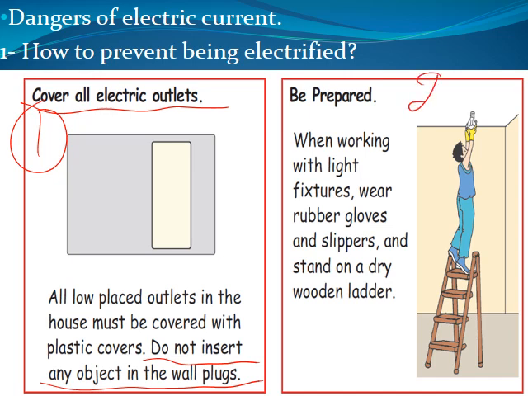Moving to safety rule number two: when working with light fixtures, you have to wear rubber gloves, you have to wear slippers, and also you have to stand on a wooden ladder which is dry, not a wet one. These are the two rules. First one, cover all the electric outlets and do not insert any objects in them. Number two, wear gloves and slippers, and stand on a dry wooden ladder when you're working with light.